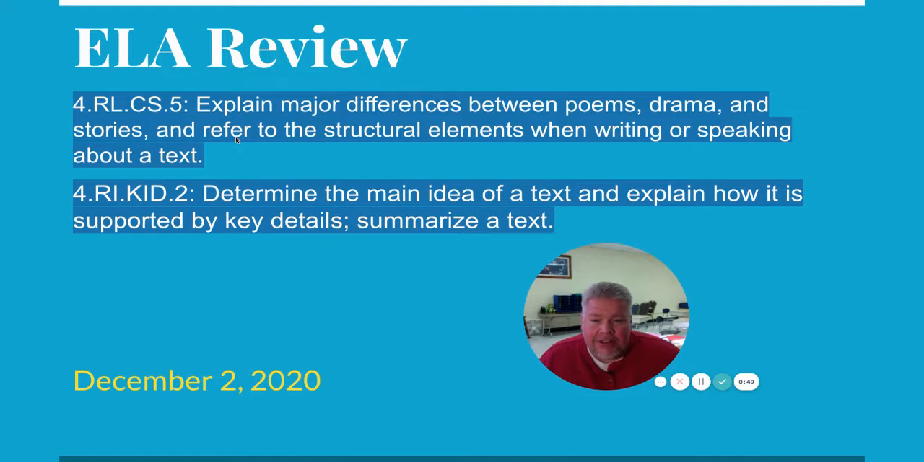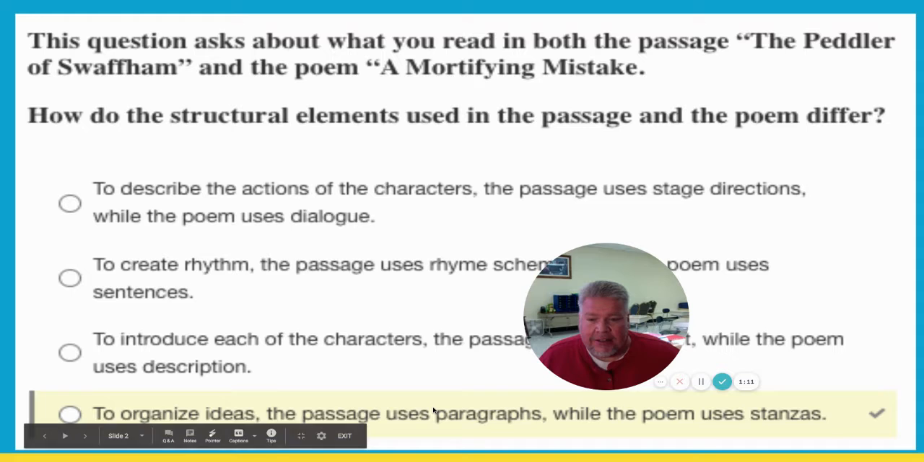And in this question that's about poems, you have to refer to the structural elements, which means you have to tell what they are in the poem, tell the difference between the poem and the story that you had to read. So again, first thing you had to make sure you read the poem and the story, but you may not know the terms in this question. And I think that's probably why you missed it. So let's take a look at it.